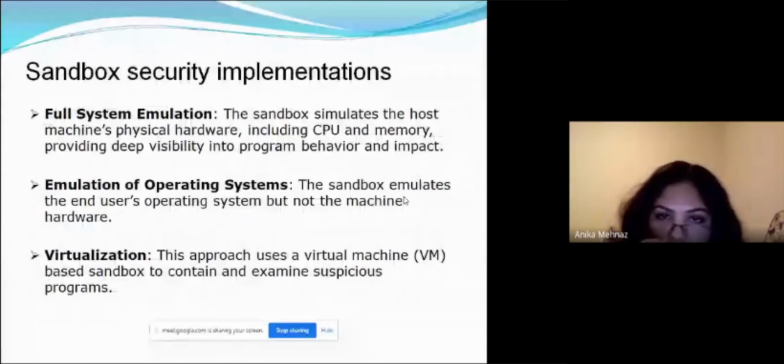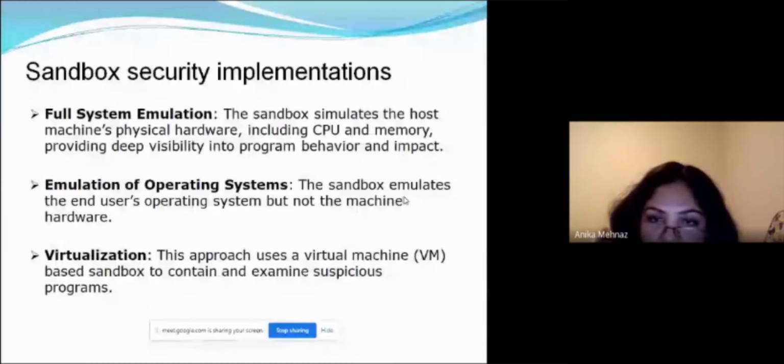Depending on the organization, there are 3 ways we can implement sandbox security. The first one is full system emulation. Here the sandbox simulates the host machine's physical hardware, including CPU and memory, providing deep visibility into programs. The second is emulation of the operating system. Here the sandbox is emulating the end user's operating system, but not the machine hardware.